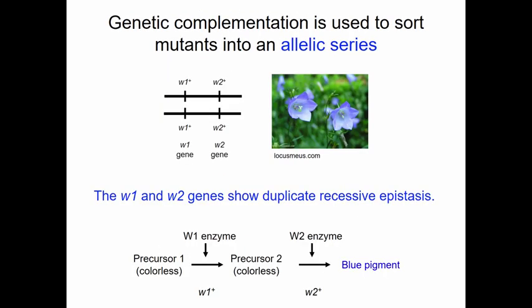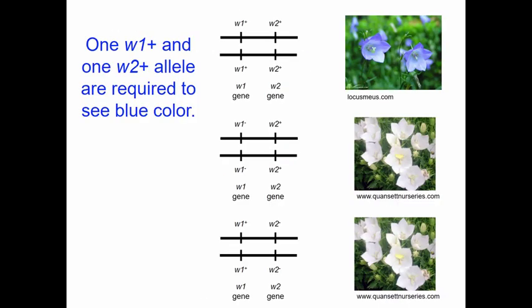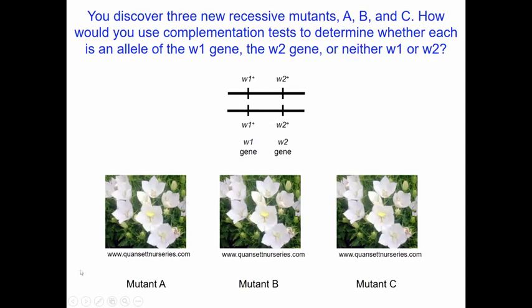So the answer for the practice problem is that, in order to see if any new gene is an allele of either W1 or W2, you would cross homozygous mutant A into mutant W1, not the W1 plus. And you would cross B into the mutant W1, and you would cross C into the mutant W1. That would be the complementation test to find out if any of these were W1. Then you would have to do A, B, and C with W2.